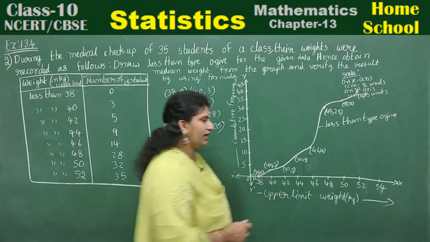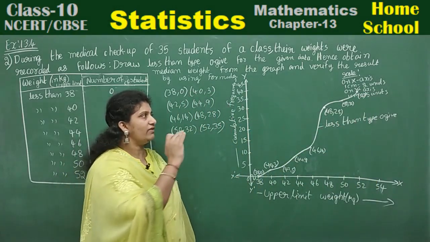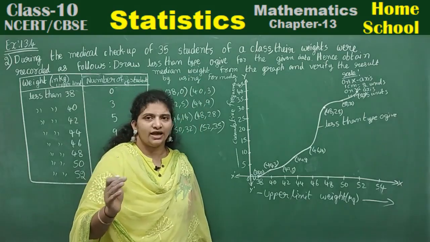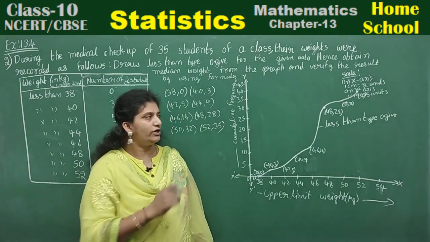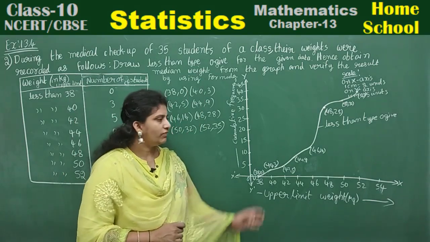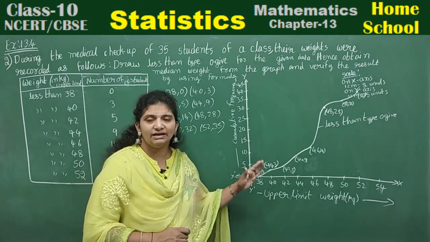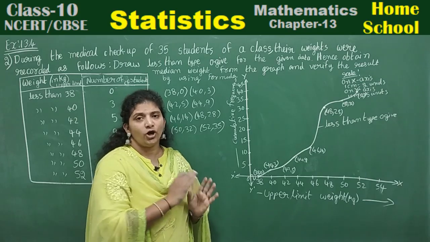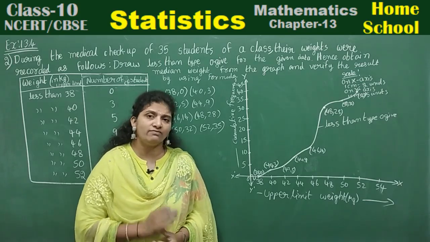It is overlapping there. Just do it neatly. The scale will be a little on top. In your graph sheet, on the top right side, you need to write the scale. In your graph, this scale won't be disturbed. Now, this is the less than type ogive. Plotting the less than type ogive is completed.